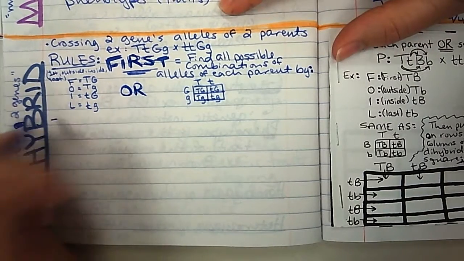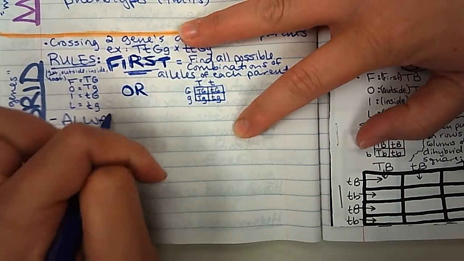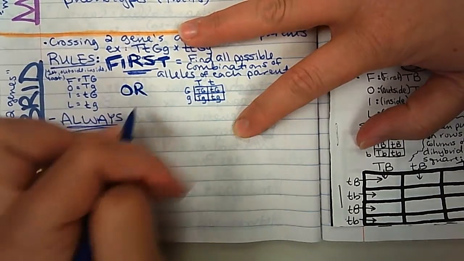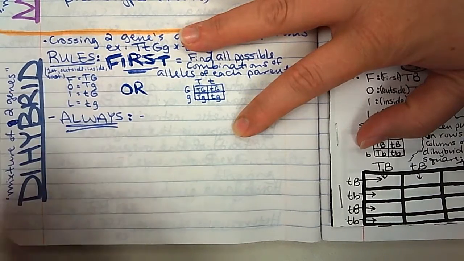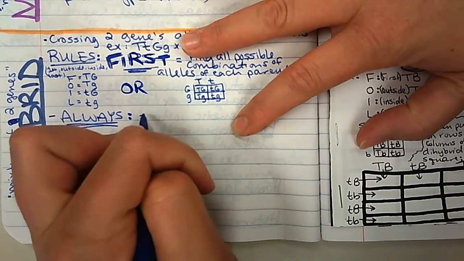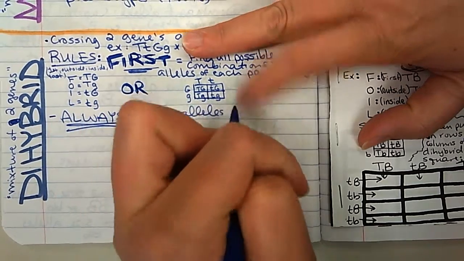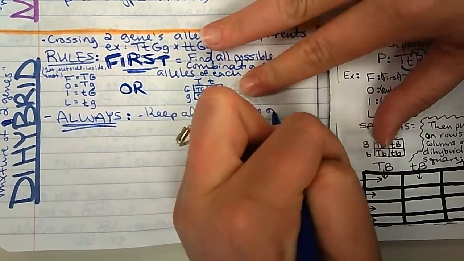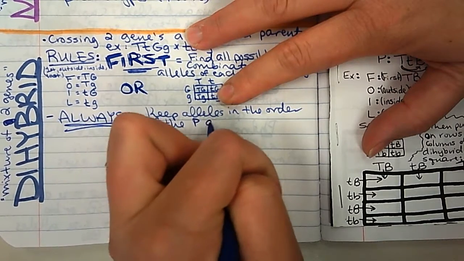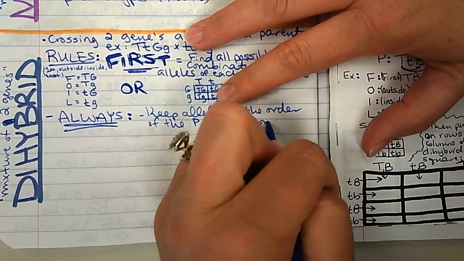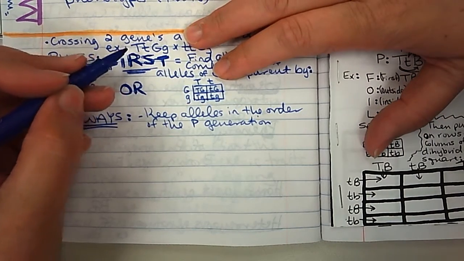Okay, so a couple more rules real quick. A couple of things you're always going to do. Always keep alleles in the order of the parent generation, or the P generation. Okay? So always keep it in the order of those parents.